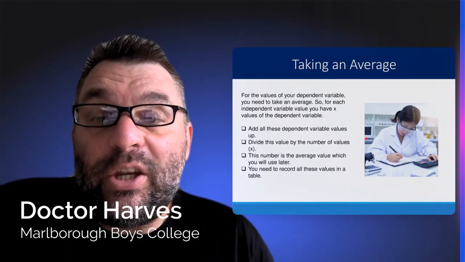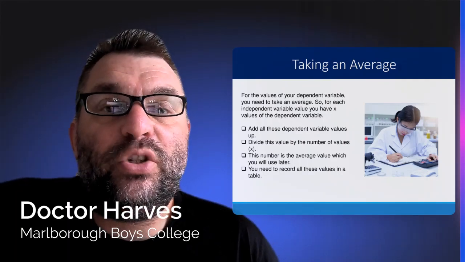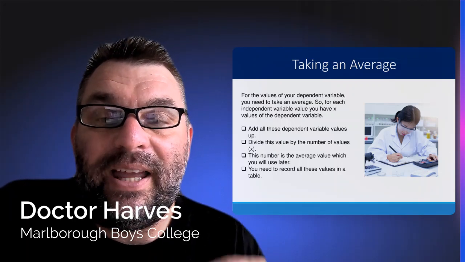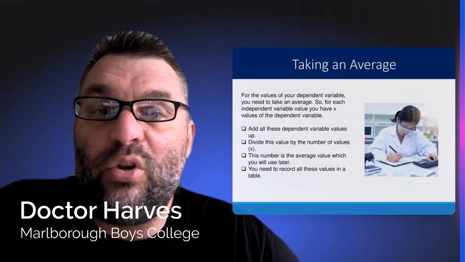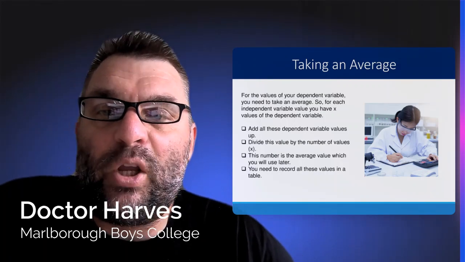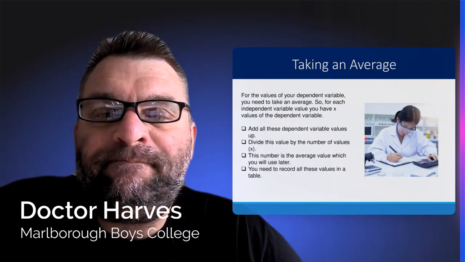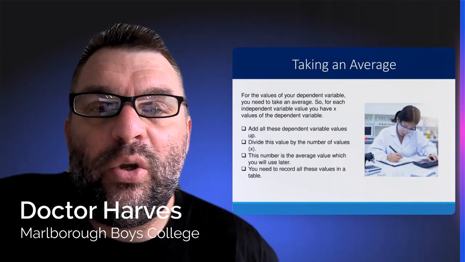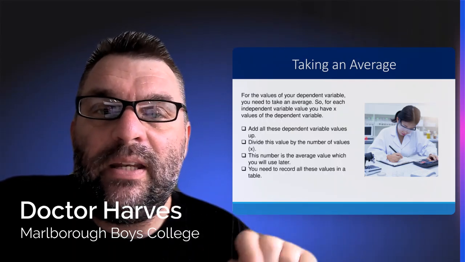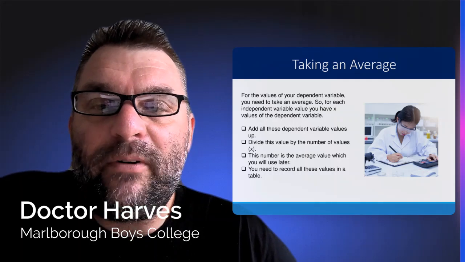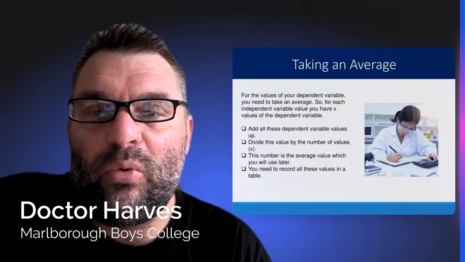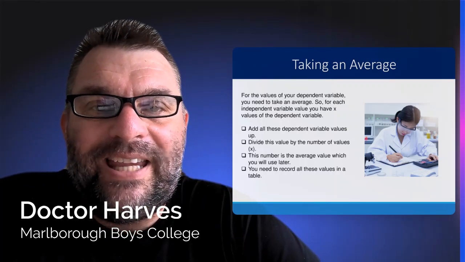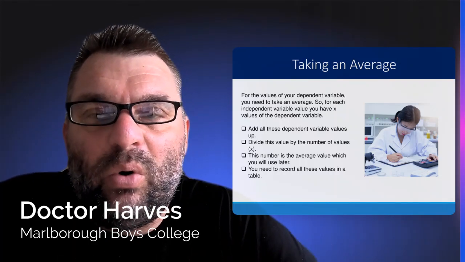So one way to improve accuracy of your dependent variable is to take an average, okay? To do that, you basically have a number of values for your dependent variable, probably a minimum of 3, a maximum of 5 values for each independent variable value. And then you add all those dependent variable values up for that one independent value reading, and then you divide by the number of values that you've taken, be it 3, 4, or 5.